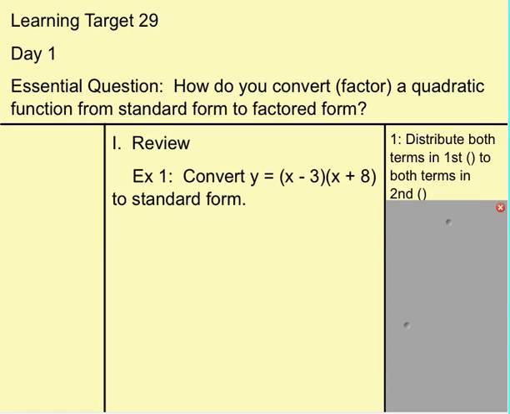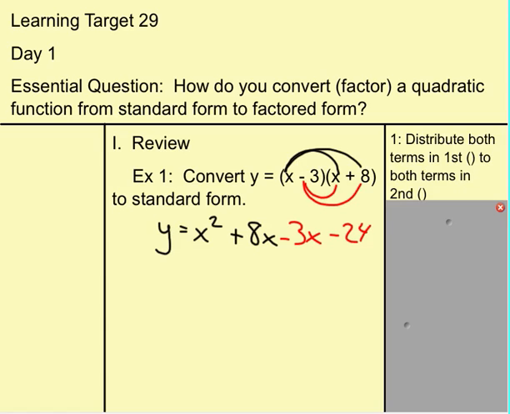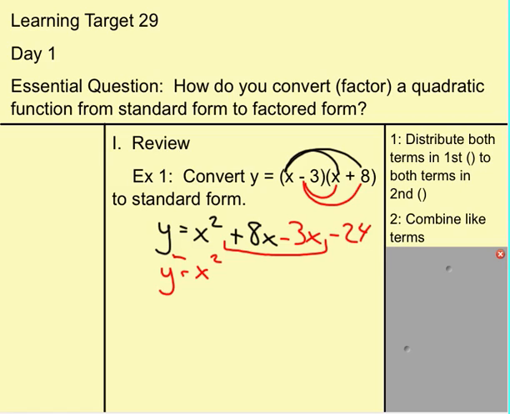So I'm going to start by distributing my x to x, and that will give me x squared. X times 8 gives me positive 8x. Negative 3 times x gives me negative 3x. And negative 3 times positive 8 gives me negative 24. And then we would combine like terms. So we have y equals x squared, and the positive 8x minus 3x would give us a positive 5x minus 24.